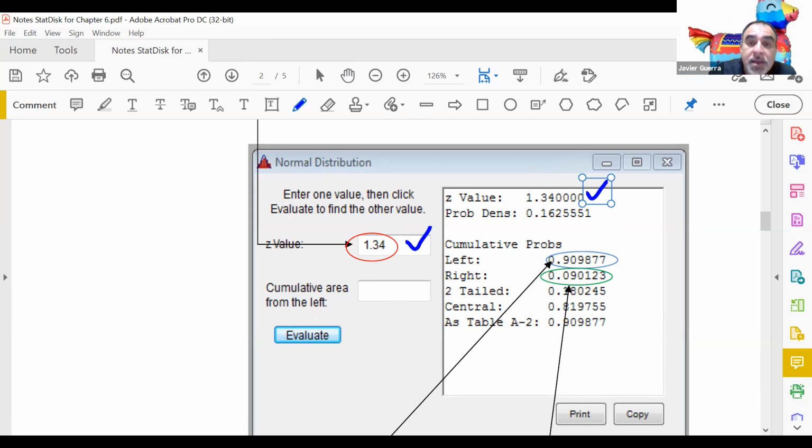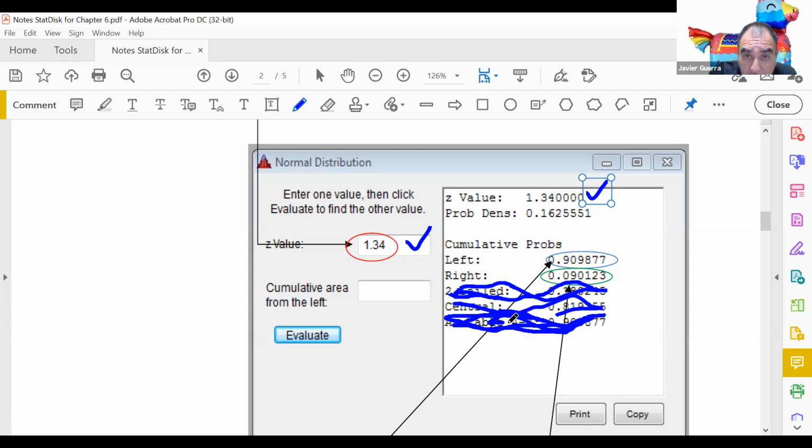Anyways, once you have those numbers, these two numbers right there are what we're looking for. We don't need to worry about this two-tailed thing. We can scratch that out. We don't need that information. We don't need central either. All you're looking for is the left and the right.